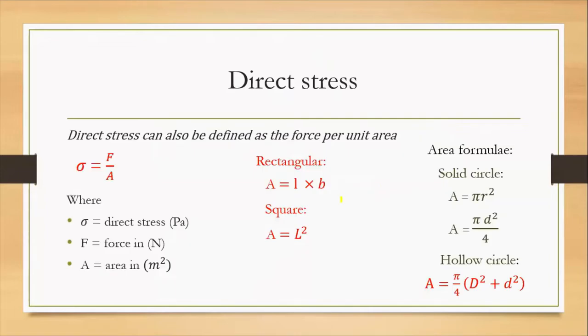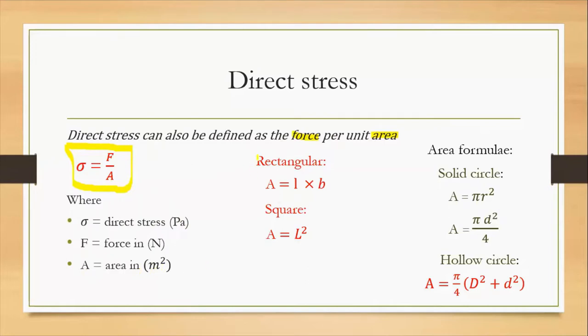All right. Moving forward, guys, this is what we need to know about direct stress. Direct stress can also be defined as force per unit area, so it is force over area. Here's the formula for direct stress: direct stress, sigma, is equal to force over area, where sigma is the direct stress in Pascals, F is the applied force in newtons, and A is the area in meters squared.